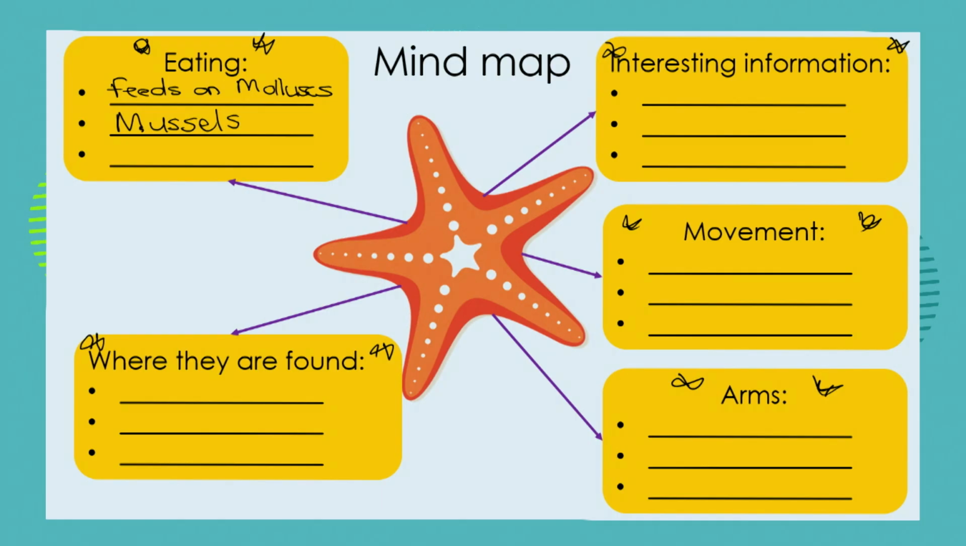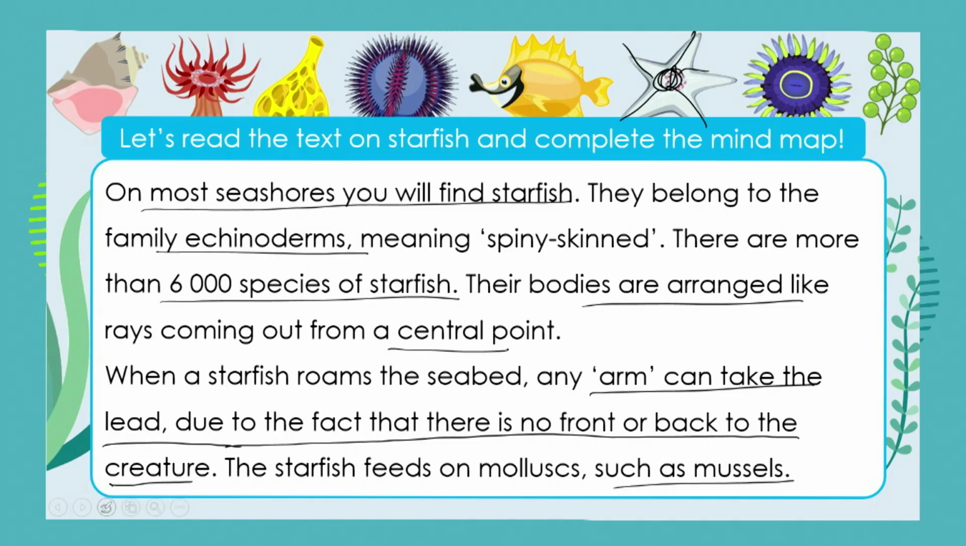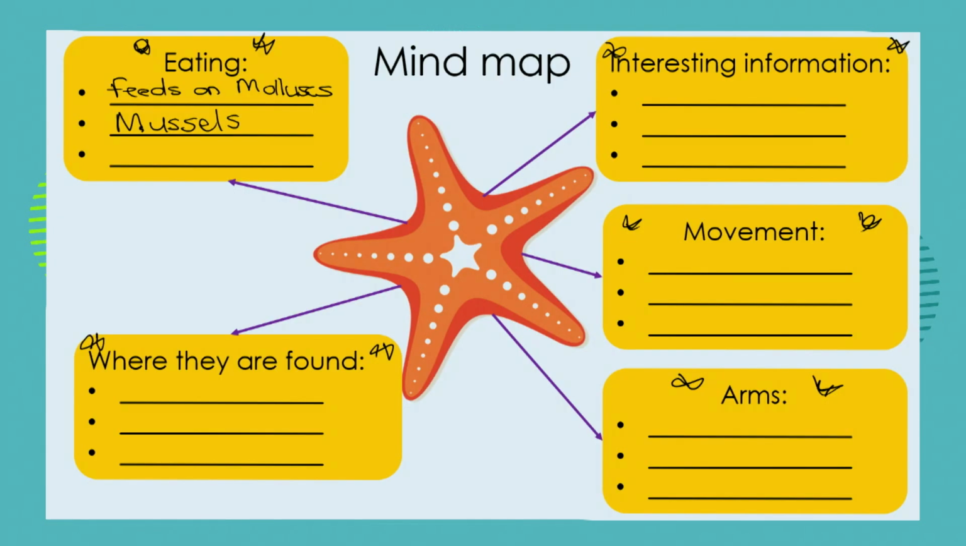Okay, let's look at interesting information. Can you remember how many species there were? Remember, if you can't remember, let's just go back to the text. We'll always have the text. And there you have it. Let me select a different color. There are 6,000 types of starfish. So let's go write that in. Okay, so remember, we're looking for interesting information and we are going to say 6,000 types of starfish.